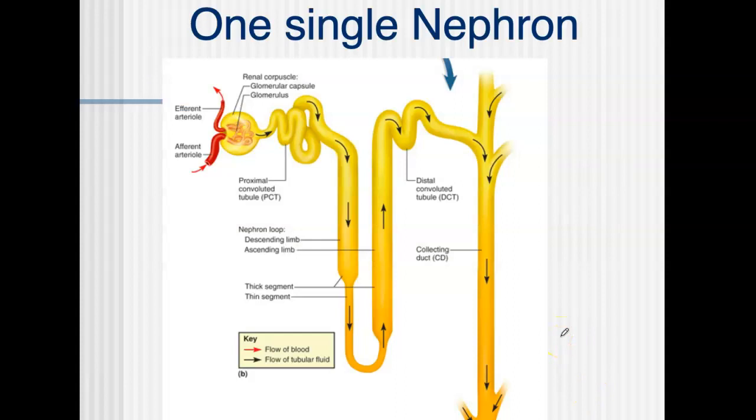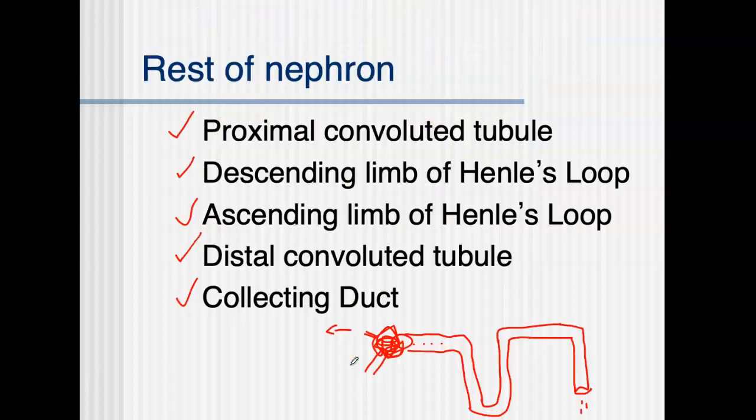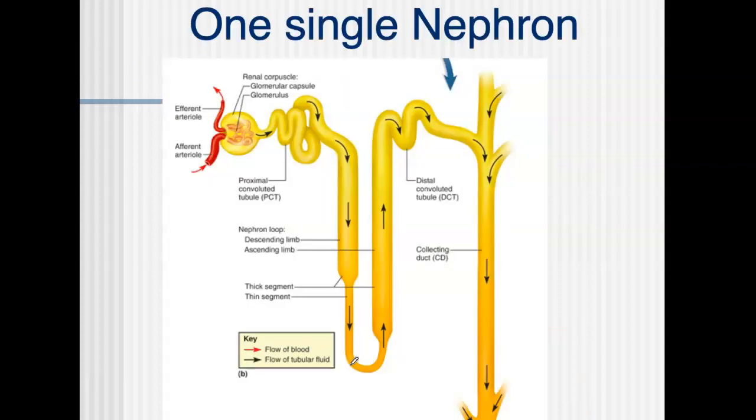Okay, so let's go through those names again, this time with a really good picture. Here's the glomerulus, okay, with its capsule. Now, this first piece here is going to be the proximal convoluted tubule. Following that is going to be a dip. And so this then is a descending limb. So here is a couple ways they call it. This is a descending limb of Henle's loop, or the descending limb of the nephron. It's different in different books.